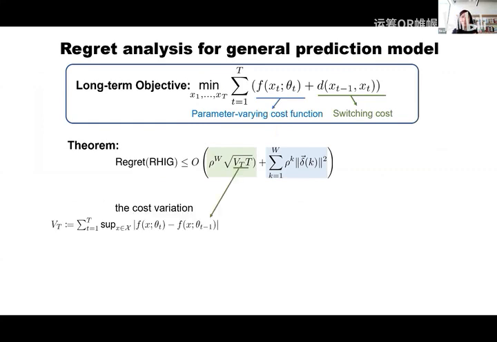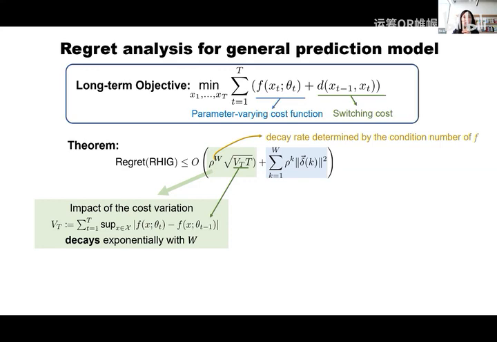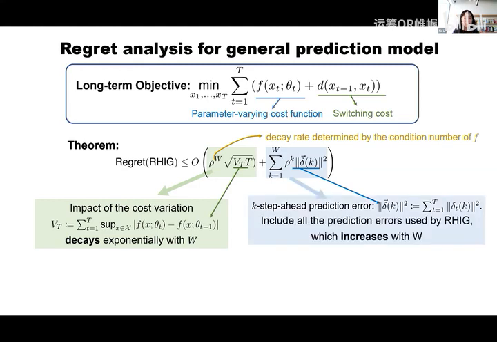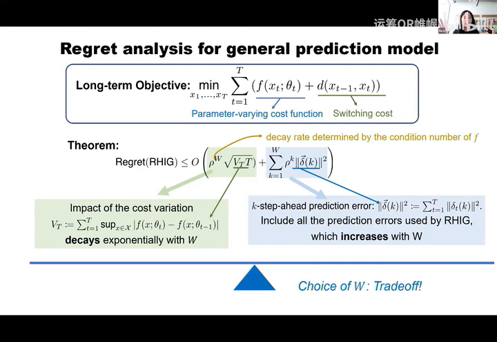Now the result is going to have two components. One is similar to what I showed before, the cost variation, how fast the external system is changing. The other part comes from the prediction error. If the prediction error is very large, it probably means I should use a smaller W; if it's accurate, I should probably be more aggressive. What's the use of this kind of formula? It gives us a natural trade-off. If you have confidence in your statistics, then you should just go ahead and use a bigger W.